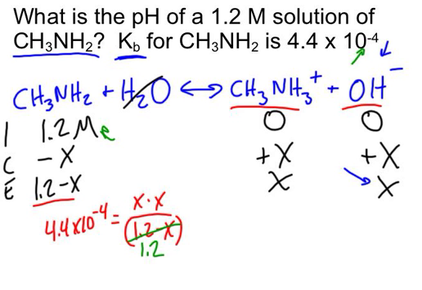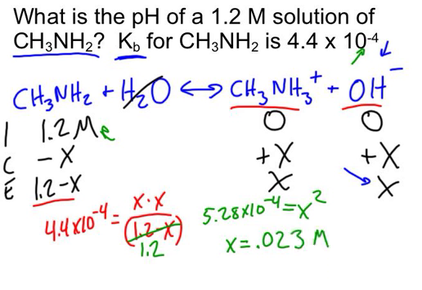So we solve, and we will get 5.28 times 10 to the negative 4 equals x squared. I just brought the 1.2 over, and then if I take the square root of both sides, I will get x equals 0.023 about. And that is the molarity of this chemical, which we don't care about, as well as the OH minus, which is what we want to know.